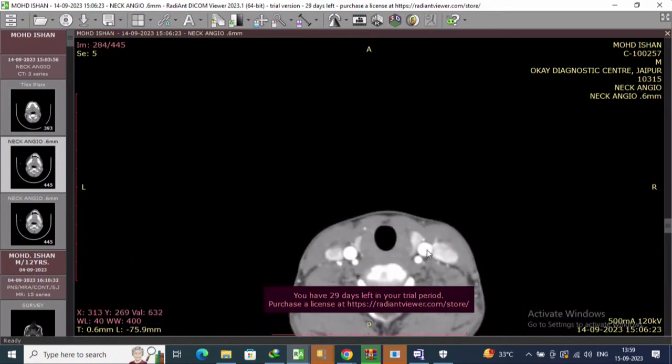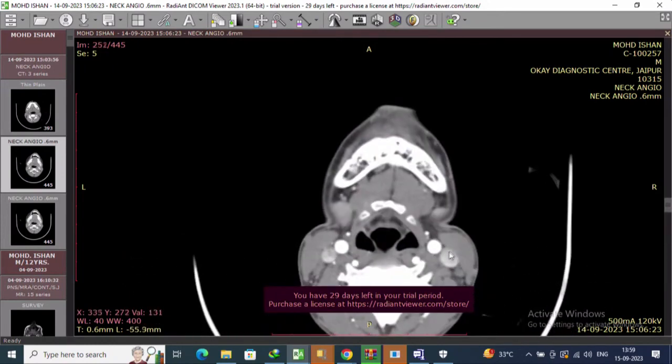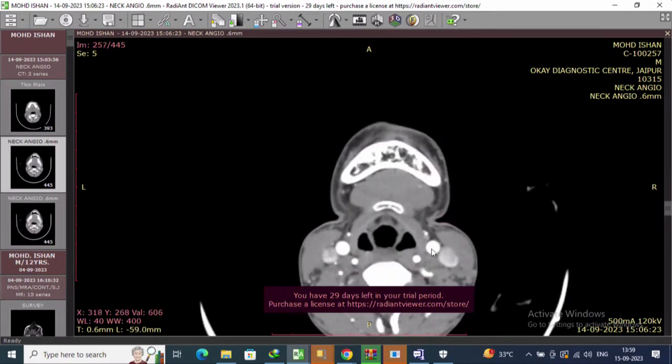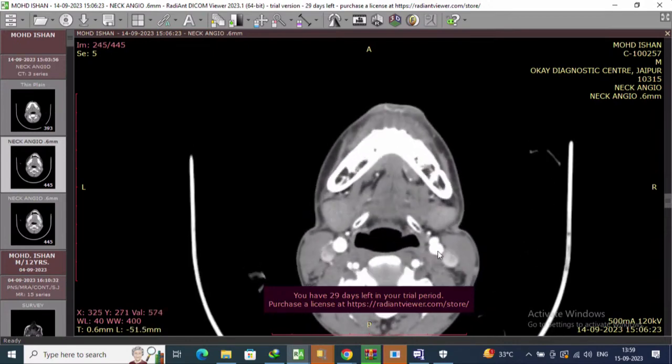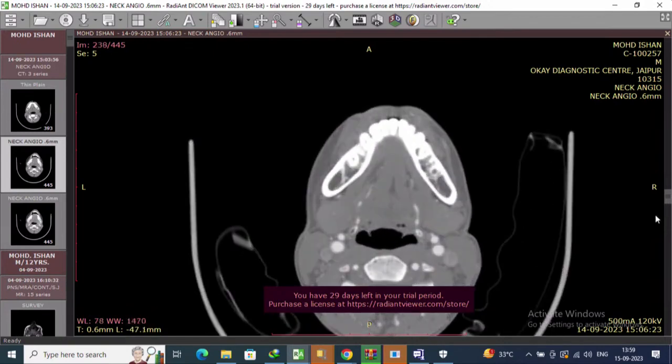Now I am coming up in the neck. See, this is your vertebral artery behind, this is the carotid artery. Is that clear? Yes, sir. Clearly. Now coming up, this is dividing into external and internal. Can you see? Yes, sir.